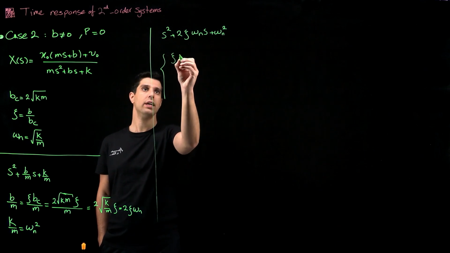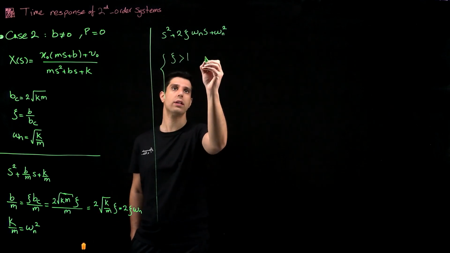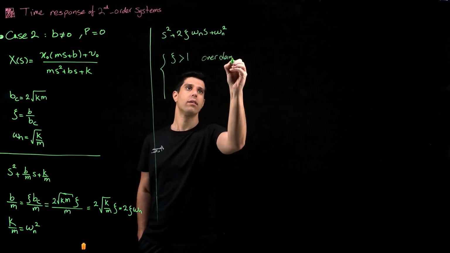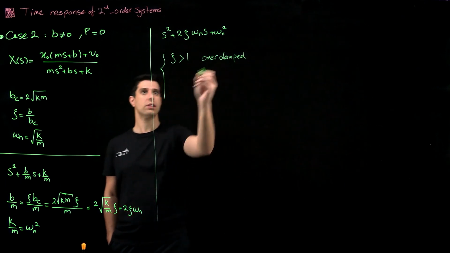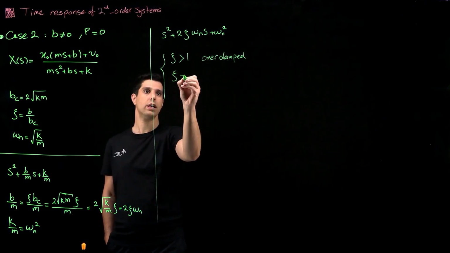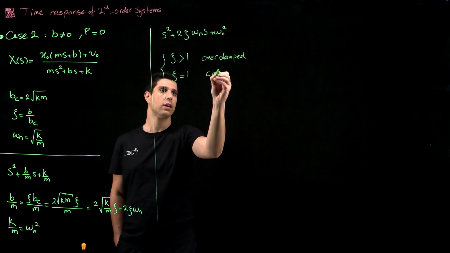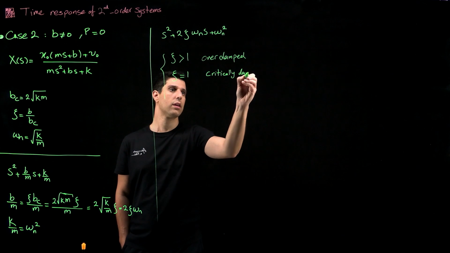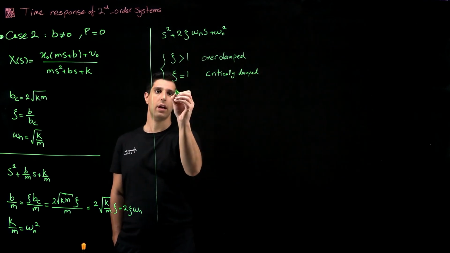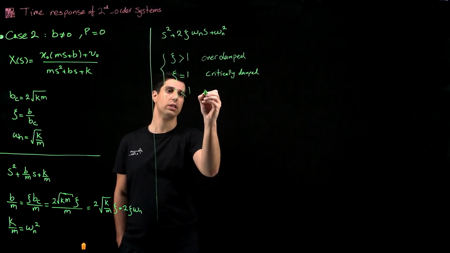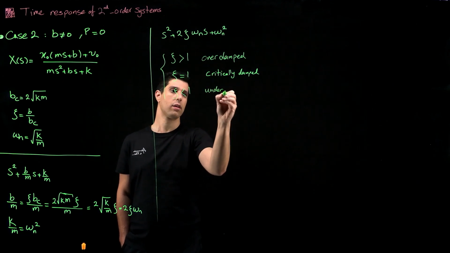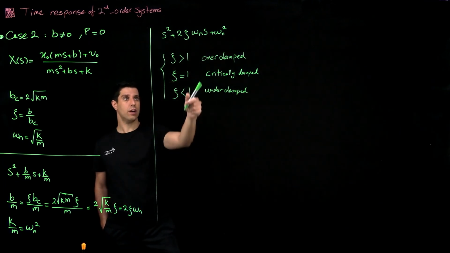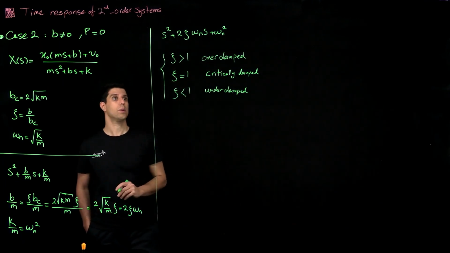And if zeta is bigger than 1, we call it overdamped. If zeta equals 1, it is critically damped, and if zeta is less than 1, it's underdamped. So it would be nice if I had defined these terms before, but sorry about that.